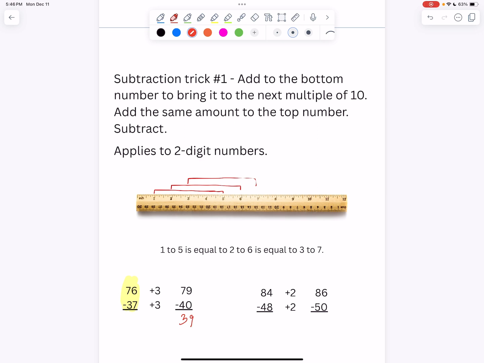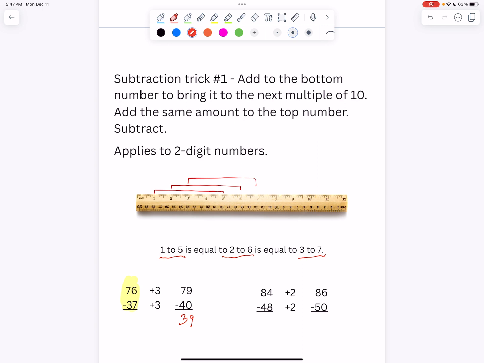So the idea over here with this ruler is showing only that if you have 1 to 5, the same thing as 2 to 6, which is the same thing as 3 to 7. As long as you're moving both points equal, the distance will be the same. So that helps a lot because in your head, it's hard to think of numbers like this with a 6 and a 7, 6 minus 7, carrying and stuff.